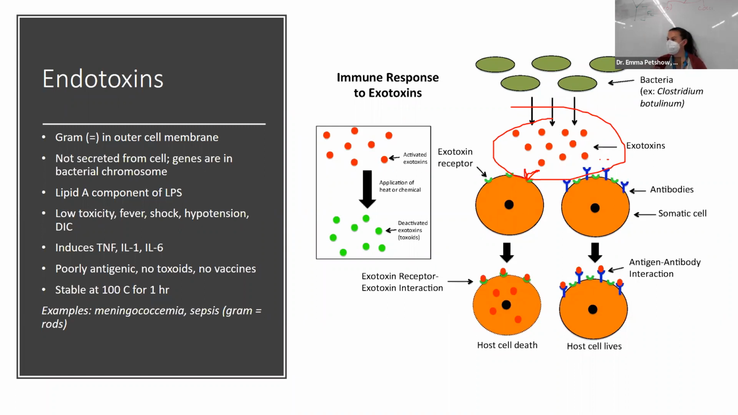They're poorly antigenic, so it's really hard for us to make a vaccine. There's no specific antigen that we can have them bind to. But these are stable in high heats for at least an hour, so they're more heat stable than an exotoxin. Meningitis and sepsis from gram-negative rods are your big bads that you want to think about.